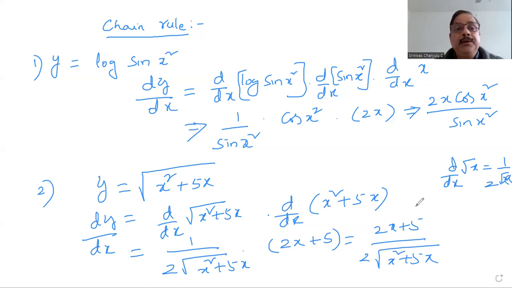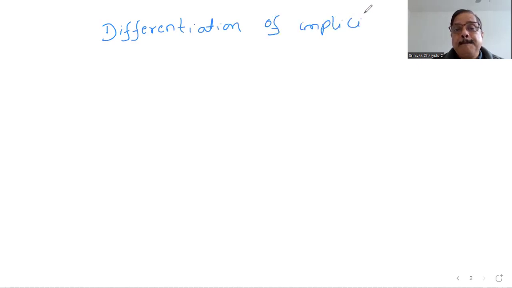Okay. So now we'll go straight away to implicit functions. Differentiation of implicit functions. That's what I tried to do the other day, but now we'll try to do some more. Okay, let us see the first sum.